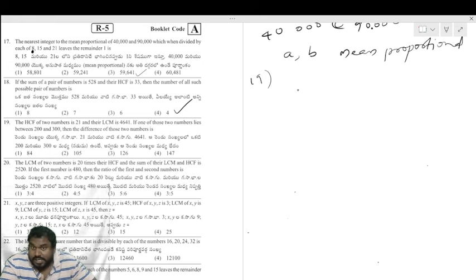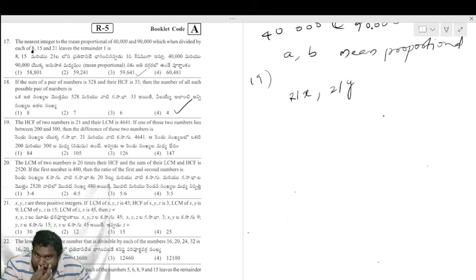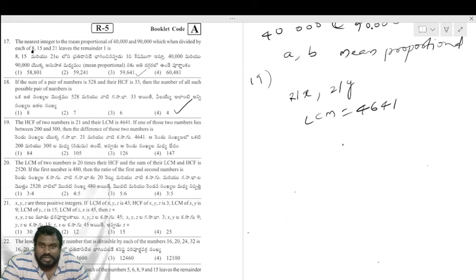I just told you, if HCF is given, HCF into A is one number, HCF into B is the other number. So I'll take 21x as one number, 21y as another number. And LCM is given as 4641. If one of those two numbers lies between 200 and 300, we'll find out those numbers.